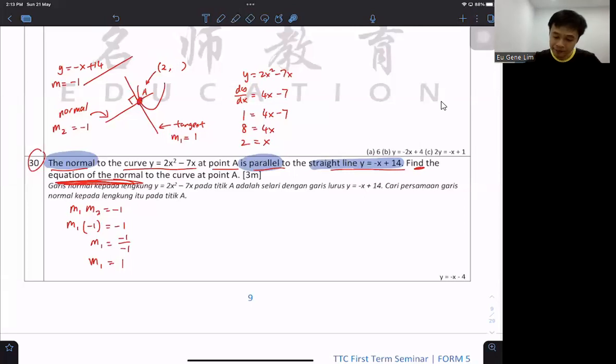So how to find the y? Sub x equals 2 back into the equation of the curve. Then y equals 2 squared minus 7 times 2. You just press the calculator, okay? Oh, -6. Okay. So the y is -6. Meaning the point A is (2, -6). Okay. Point A is (2, -6).